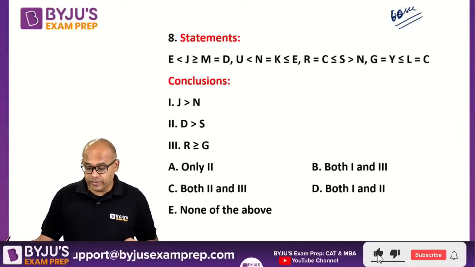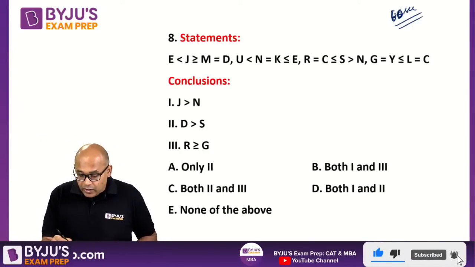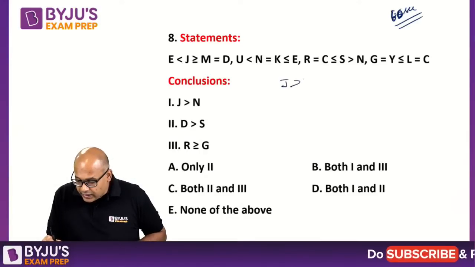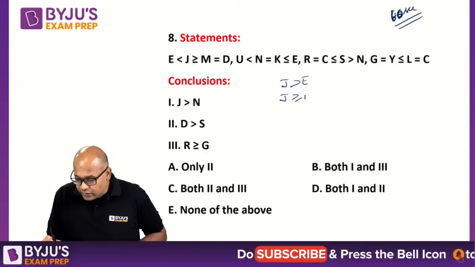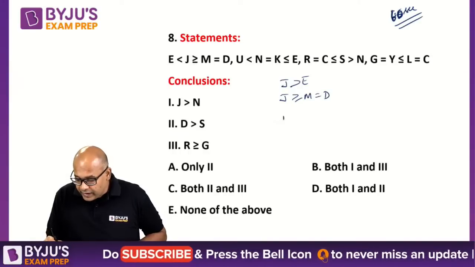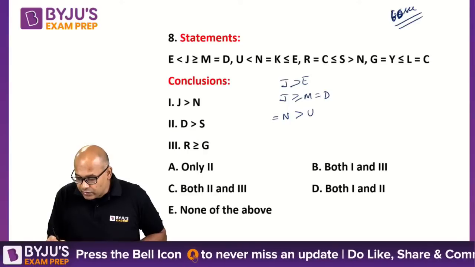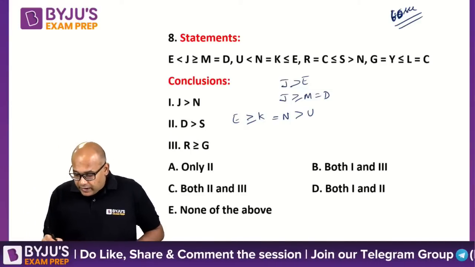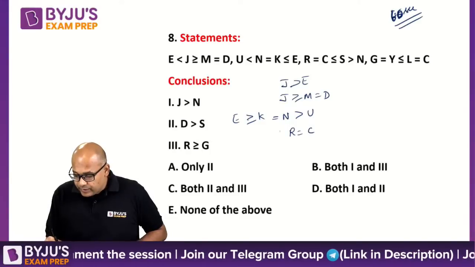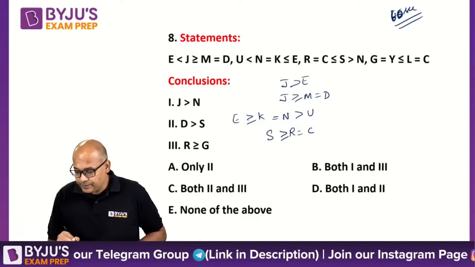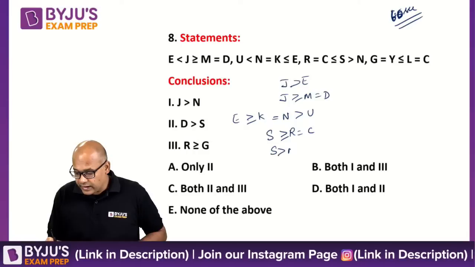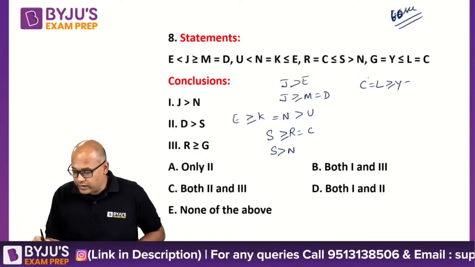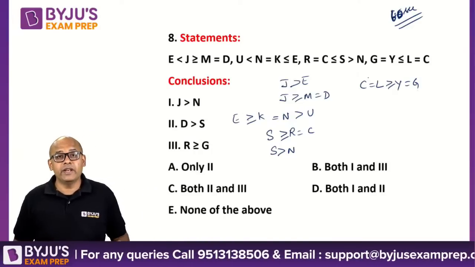What is causing the problem here? I'm supposed to look at all of them, so let me quickly write them down. I have J greater than E, J greater than or equal to M equal to D. Then I have N greater than U and N is equal to K. E is greater than or equal to K. Then I have R equal to C, but this is greater than or equal to S, and S is also greater than N. Then what else do you have? C equal to L greater than or equal to Y equal to G. So these are the conditions that have been given to us.